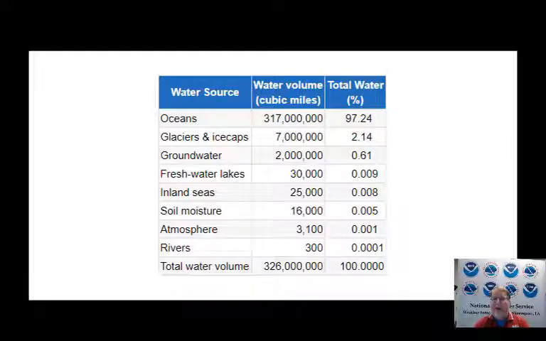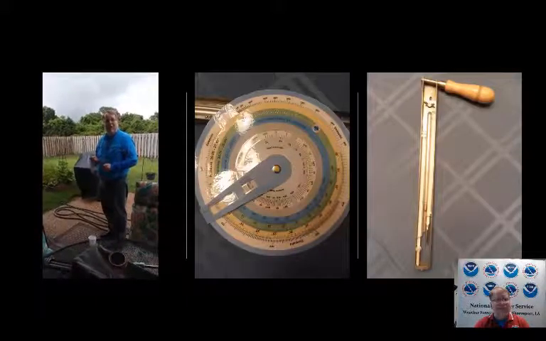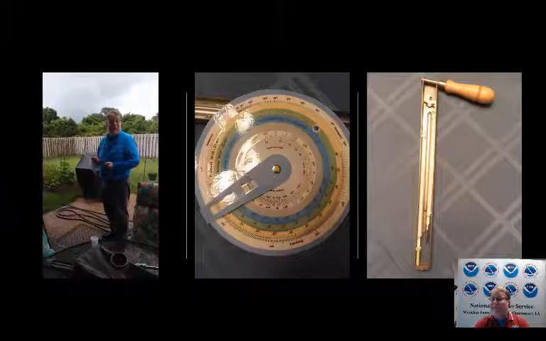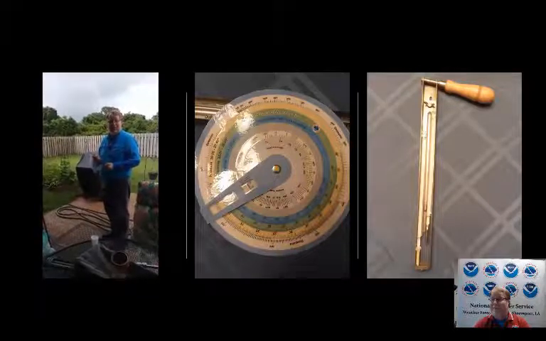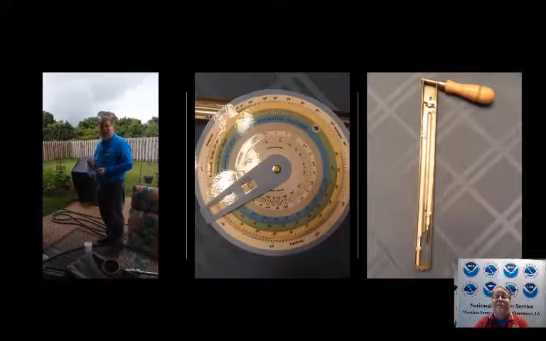So how do we measure that type of thing? We're going to do a little short video here and talk about some of the tools we use to measure the amount of moisture in the air. You all have probably heard the term relative humidity before. Hi folks, this is a sling psychrometer. We use it to measure the dry bulb temperature, or the air temperature, and the wet bulb temperature, so that we can calculate how much humidity or moisture is in the air.